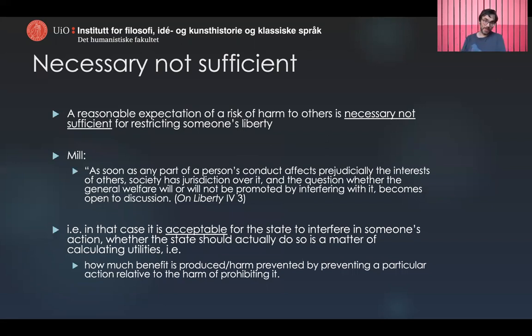Now note that a reasonable expectation of harm, risk of harm to others is necessary, not sufficient, according to Mill, for restricting someone's liberty. So Mill says, as soon as any part of a person's conduct affects prejudicially the interests of others, society has jurisdiction over it, so it can interfere. And the question of whether the general welfare will or will not be promoted by interfering becomes open to discussion. So when it harms others, then the state can interfere. Whether it does so should be calculated as a matter of utility. How much benefit is produced by actually preventing the harm versus how much costs are there by, say, outlawing particular kinds of action.